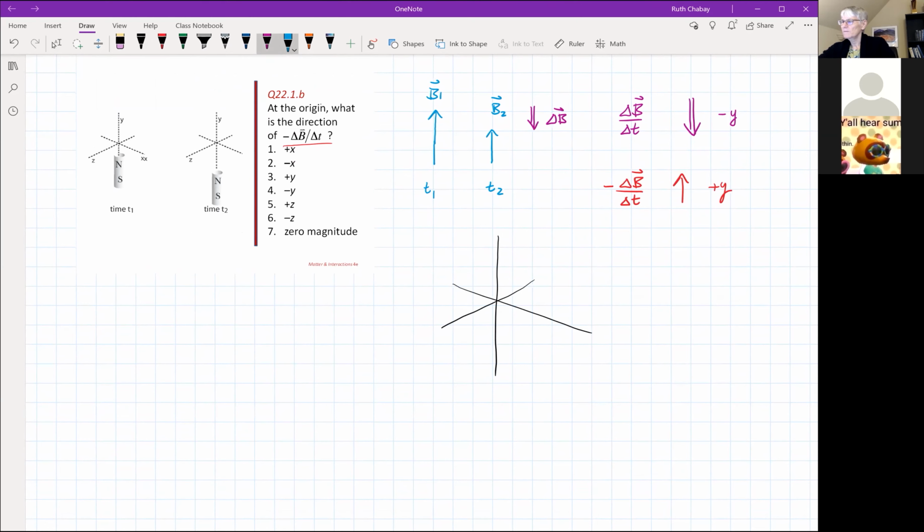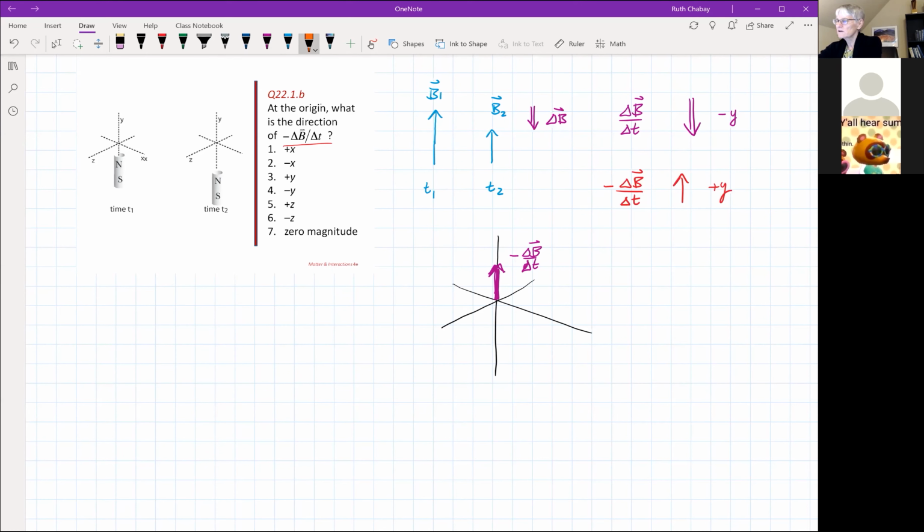So at the origin, we have a, let's make it magenta, we have a negative delta B over delta T in the plus Y direction. And if we point our thumb in the plus Y direction, taking our right hand, put our thumb in the plus Y direction, then our fingers are going to curl around in the direction of the pattern of curly electric field here. So what does that imply for electric field in this region around the origin?